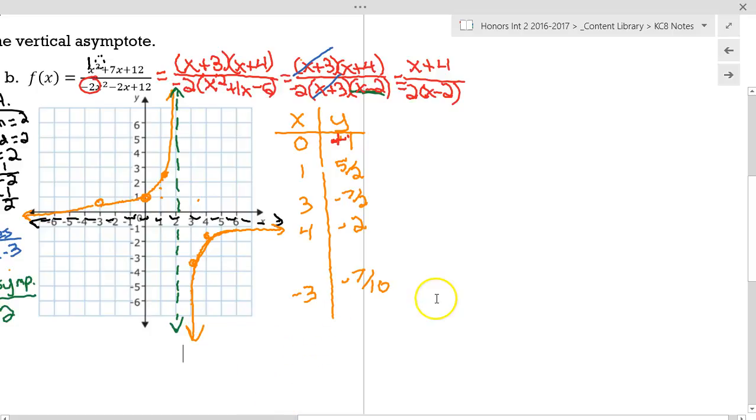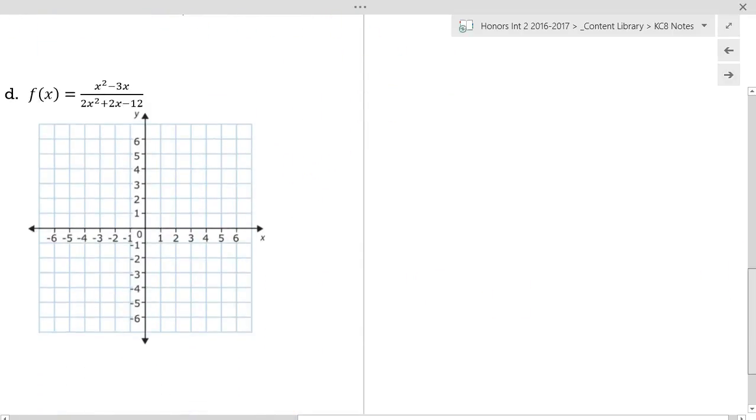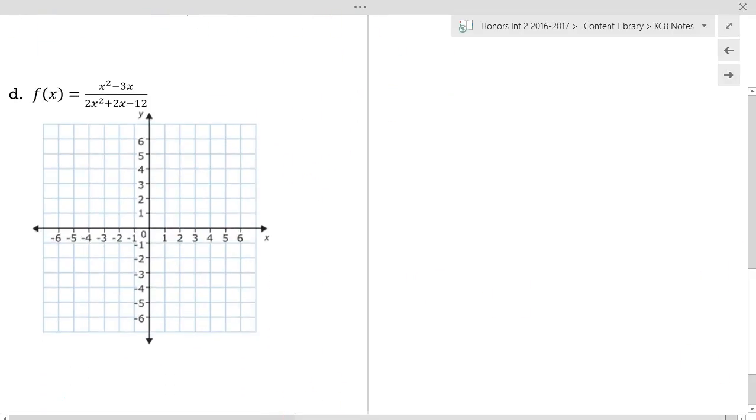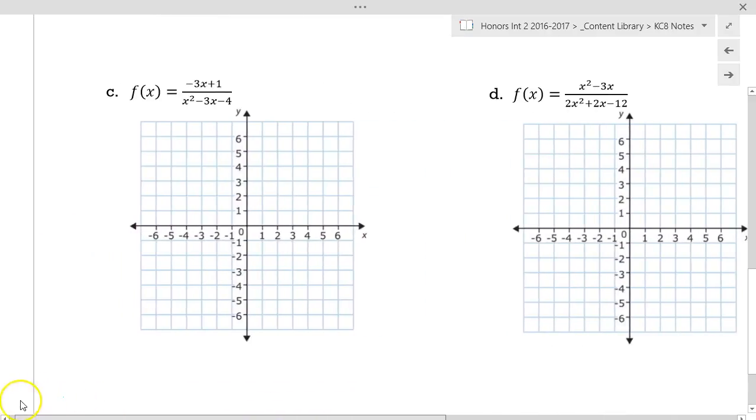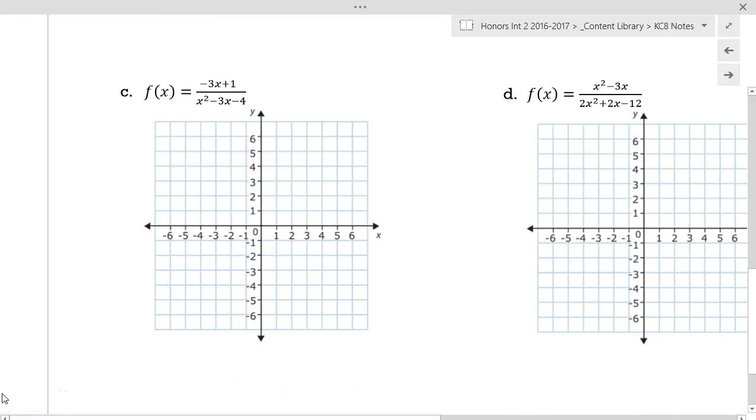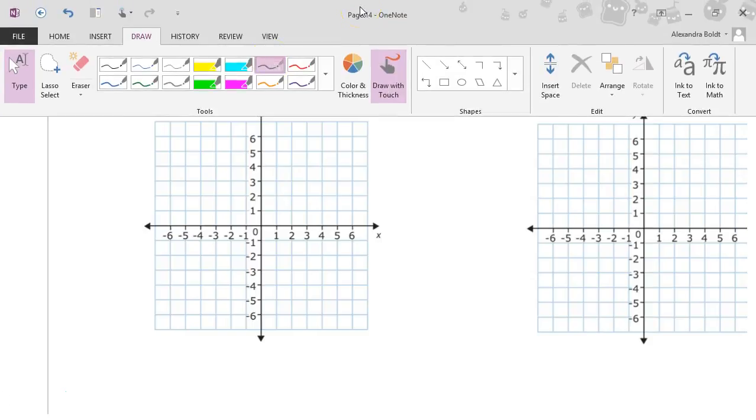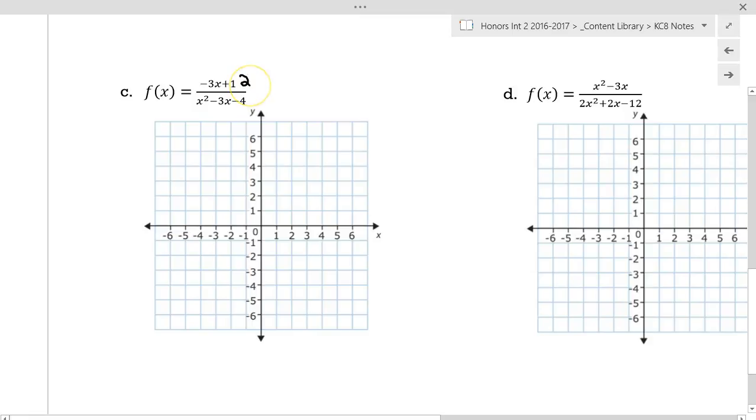All right, let's look at one more example. I think we have time for it. This is another one that got off on mine, but it's right on yours. On yours, it does say -3x plus 12. I don't know why it doesn't on mine. So it should be -3x plus 12 over x squared minus 3x minus 4.